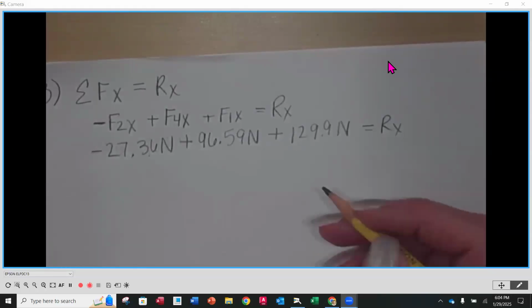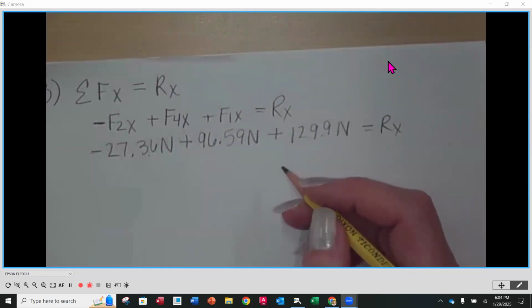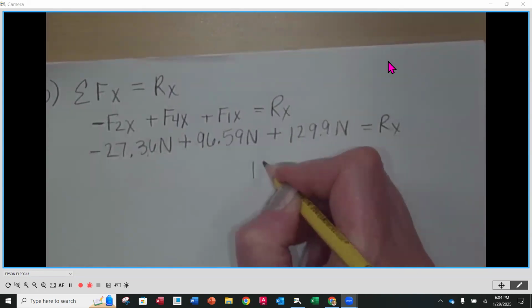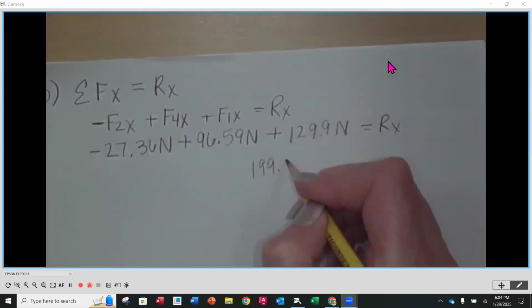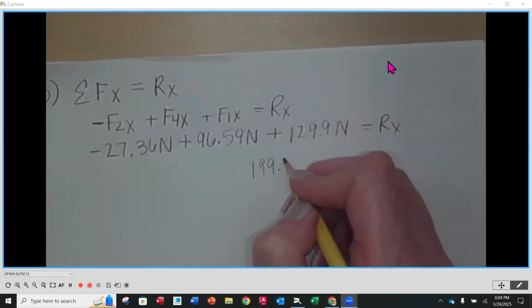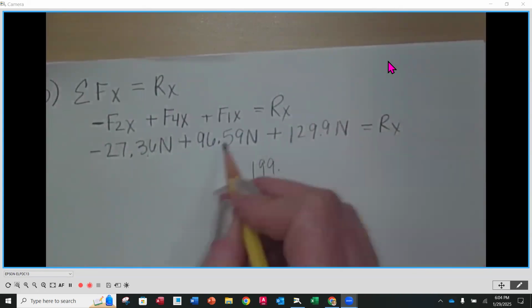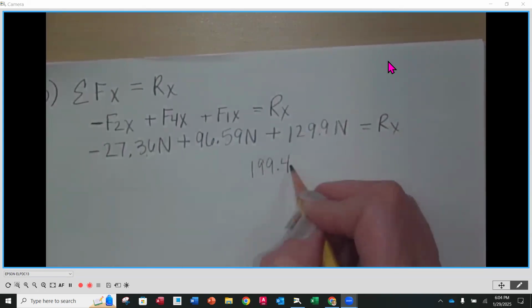What'd you get? 199.4. And that's in the book too. 199.44. Book had 199.1, but they rounded way up. Right, and we carried extra, so it was 44.